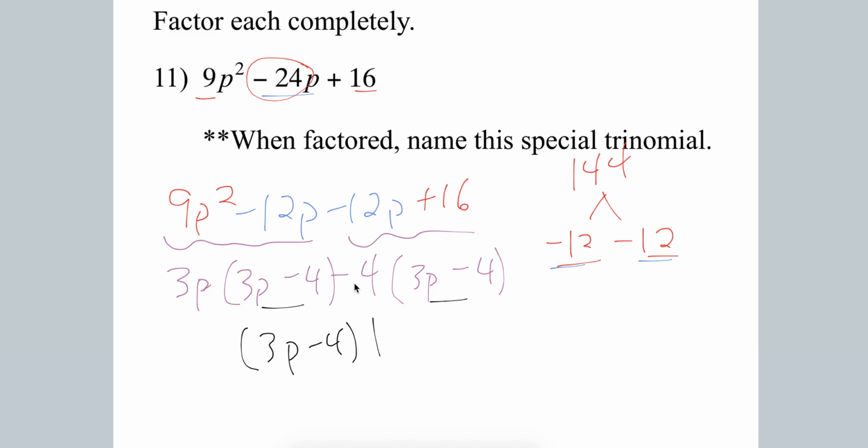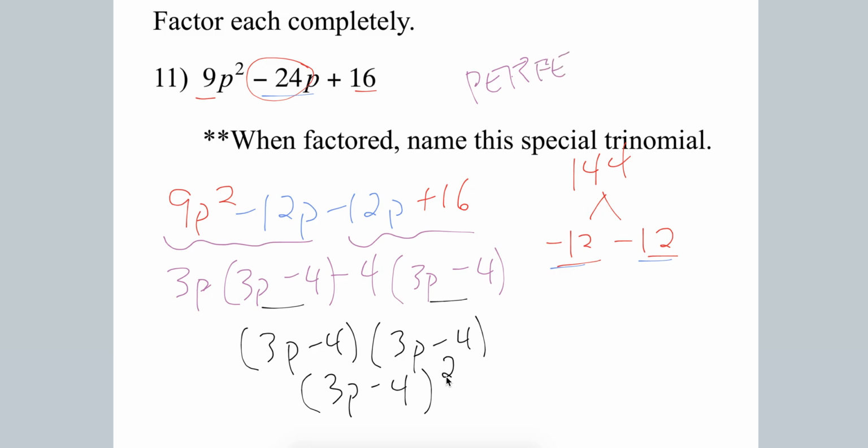So if you notice, it's the same binomial multiplied by itself, which means we can actually rewrite it as 3p minus 4 times itself, which is to say squared. And when this happens, when you can write the original thing as something squared, that means we can call the original a perfect square trinomial. Trinomial because the original had 3 terms. Perfect square because we can write it as something squared.